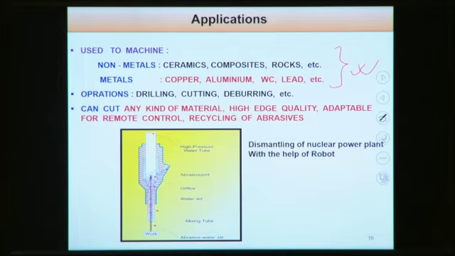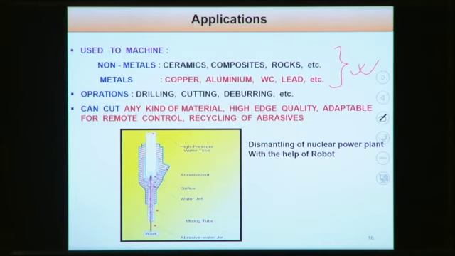Okay, so another good example of abrasive water jet machining is the dismantling of a nuclear power plant. Suppose you want to dismantle a nuclear power plant, you can send this abrasive water jet machining nozzle through a robotic arm and do the dismantling operation. Because of the radiation hazard, people cannot go there for the machining operation. So you can send this nozzle through a robot. Okay, so a robot will do the cutting operation by using this abrasive water jet nozzle.